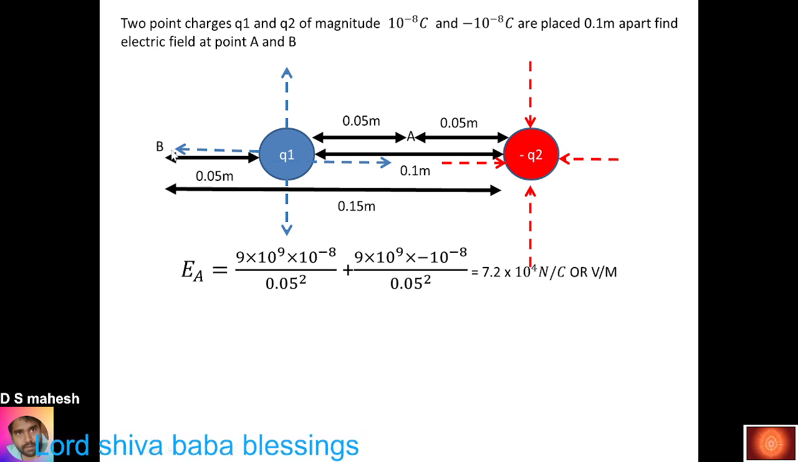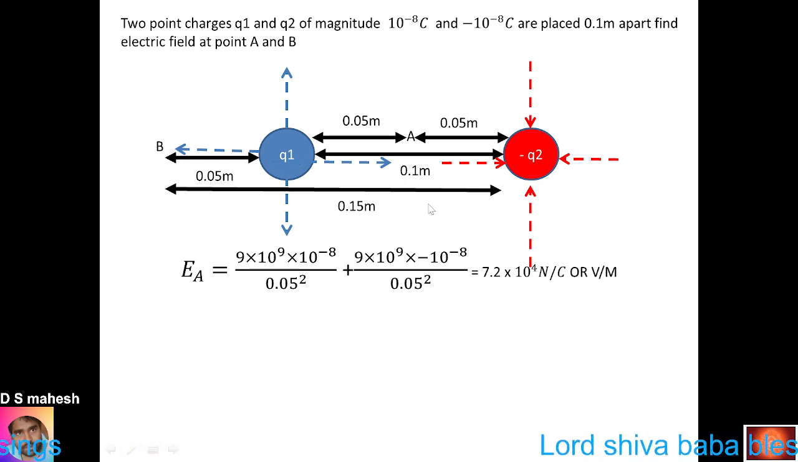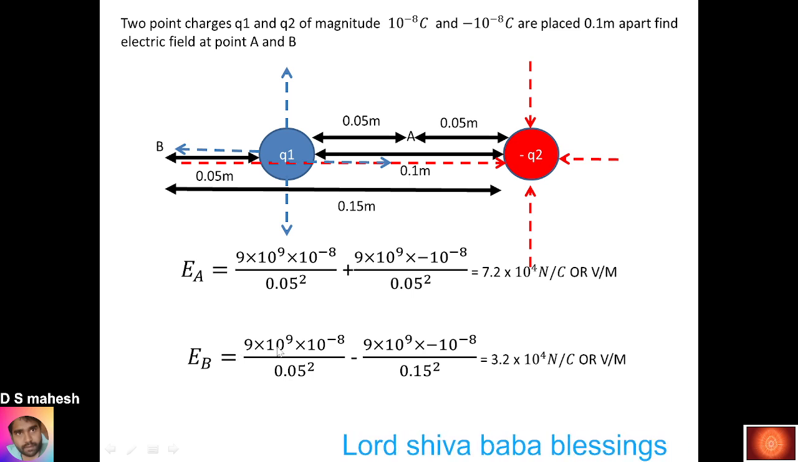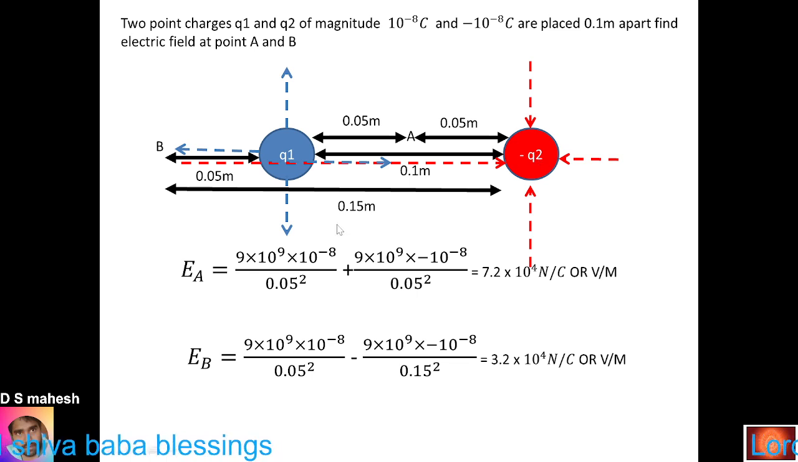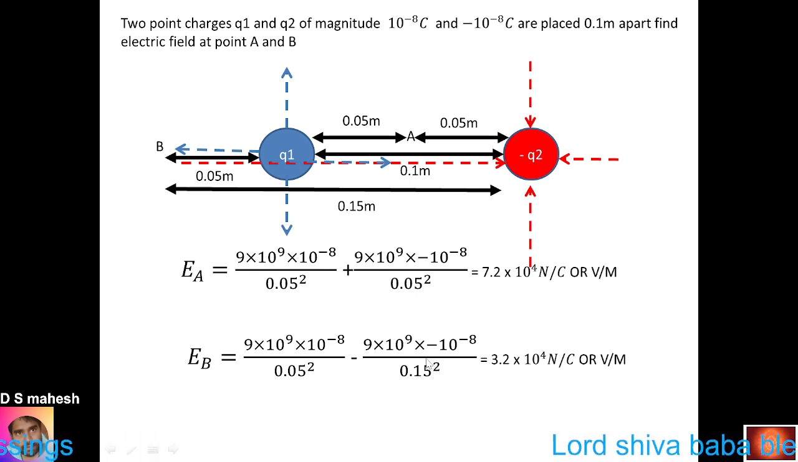So the distance of B from point Q1 is 0.05 meter and the distance of B from Q2 is 0.15 meter. So the value is K into Q1 divided by 0.05 meter squared, minus K into Q2 divided by 0.15 meter squared. Okay. So now you observe the sign over here, it is negative.